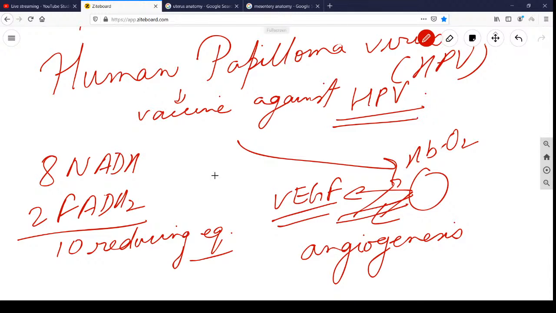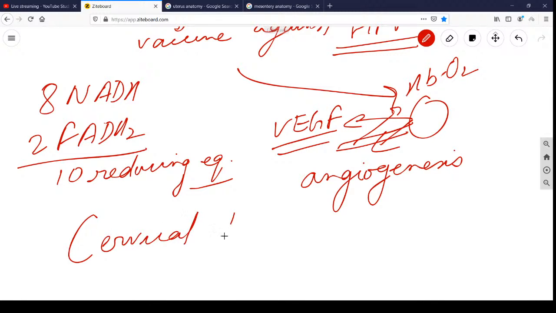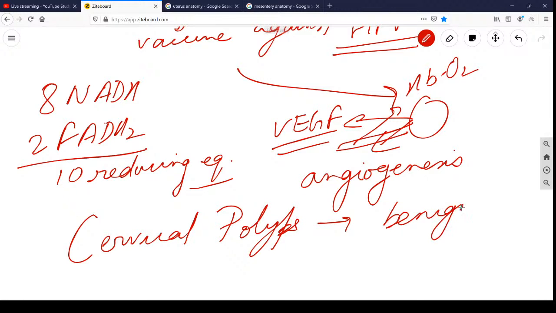So polyps are benign. They do not have the tendency to break off and start proliferation via capillary synthesis. The cervical polyps are benign in nature, but under certain conditions these polyps can become malignant, which will give rise to cervical cancer.